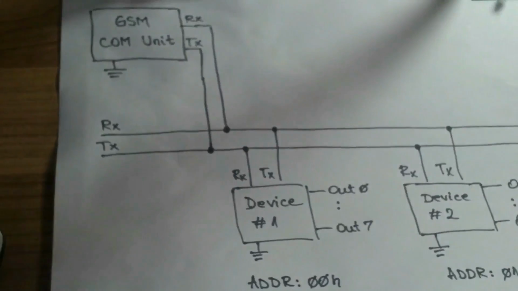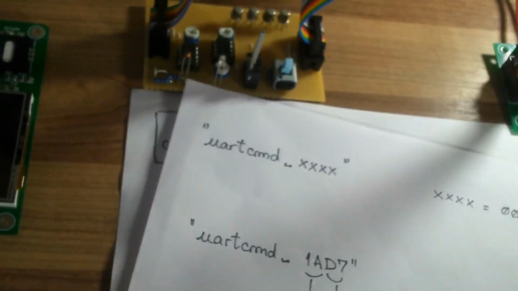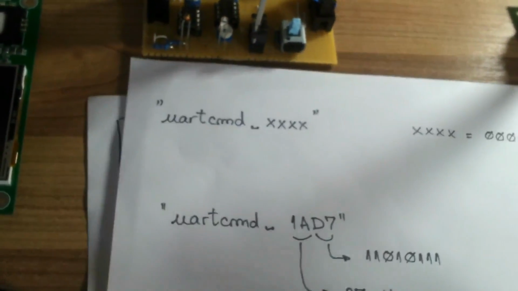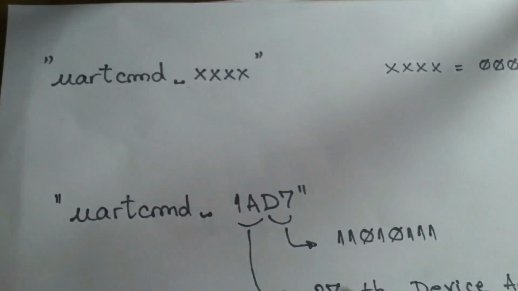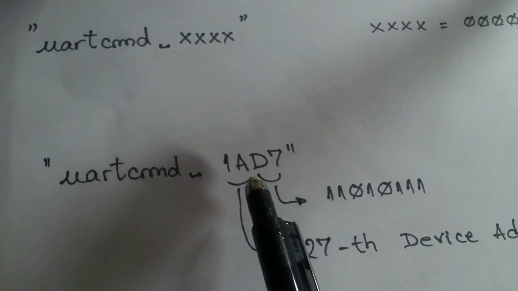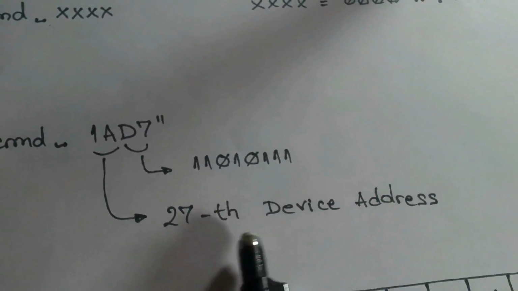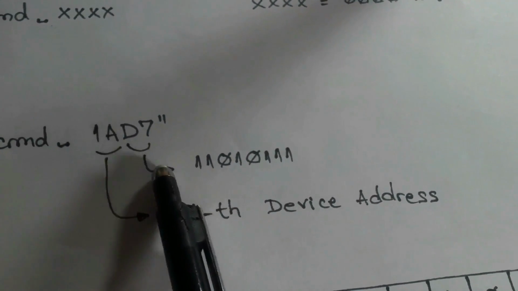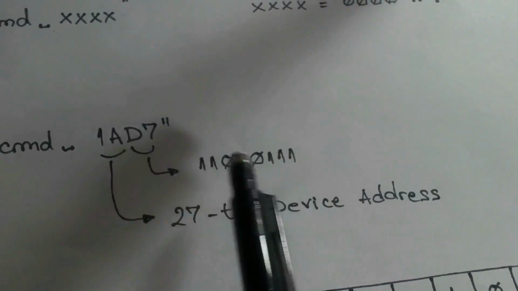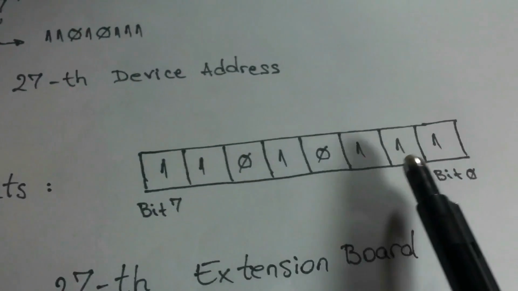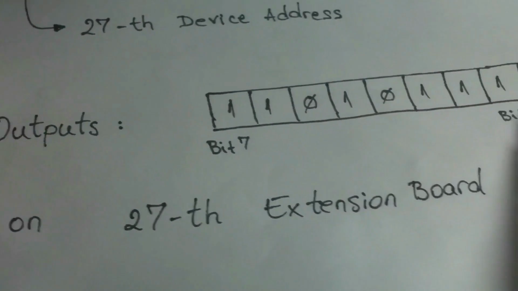If I want to read the inputs too, not a problem. There's no limit on how many you can have on each extension board. So if I send, for instance, UART command followed by 1AD7, that will select the 27th device and then change 8 output pins like this. Because this binary sequence is D7 if you convert it to hexadecimal.